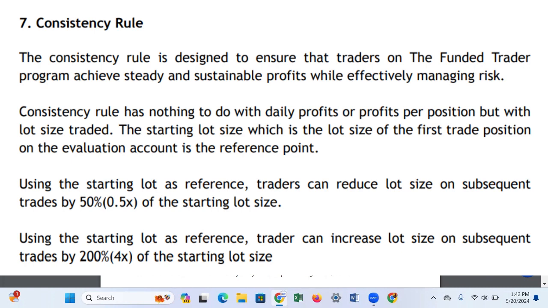So let's go down here and you can see it says using the starting lot as reference, traders can reduce lot size on subsequent trade by 50%. Please, guys, take note of this. By 50%, you can reduce your starting lot size, okay, which is 0.5 times of the starting lot size. Then using the starting lot as reference, traders can increase lot size on subsequent trade by 200%, which is times 4 of the starting lot size, right?